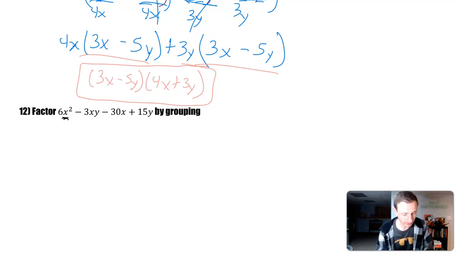Can I take out anything else? This is x, x, x, no x. And then y, no y, no y. So nothing there. So let's take out a 3 at least, just to break this down a little bit. So I'm going to take out 3 from everything.